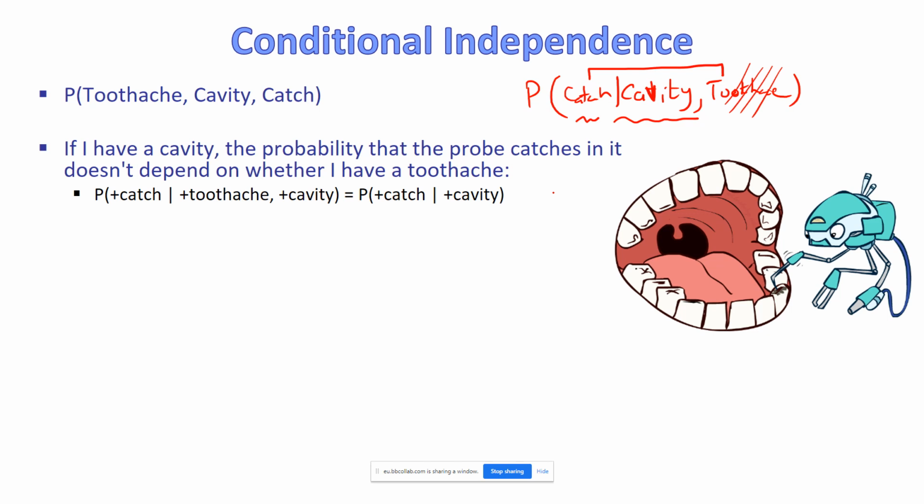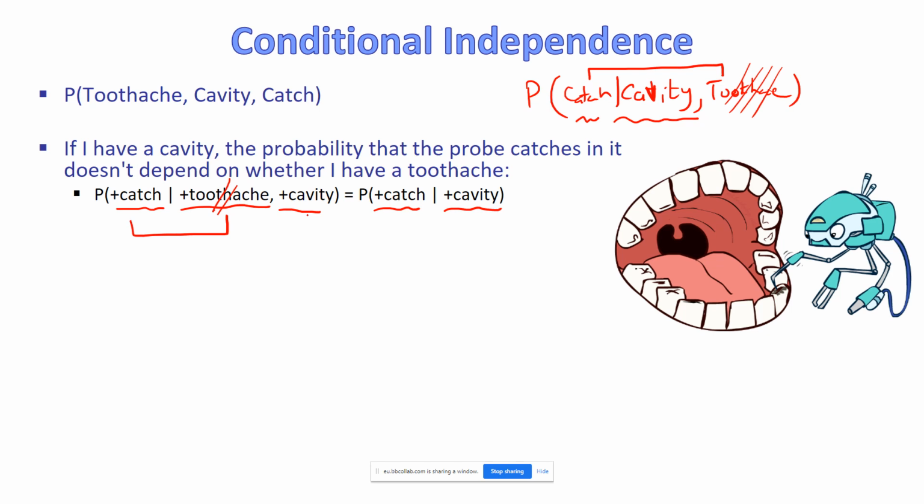Okay, so if I have a cavity, the probability that the probe catches in it doesn't depend on whether I have a toothache or not. That's exactly what we mean by conditional independence. So probability of catch given toothache and cavity is equal to probability of catch given cavity only, which means that knowing I have toothache doesn't affect the probability at all. So that means that catch and toothache are conditionally independent. We cannot say that they are independent. They are conditionally independent given cavity.